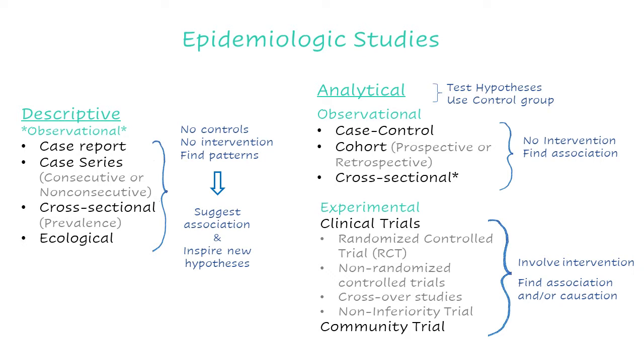This is why ecological studies are descriptive studies and not analytic, and why they can suggest associations but cannot prove them. Analytical studies include observational studies and experimental studies, and are carried out with the intention of testing hypotheses. The analytical type of observational studies include case control and cohort studies and some cross-sectional studies. Similar to descriptive studies, these studies do not involve an intervention.